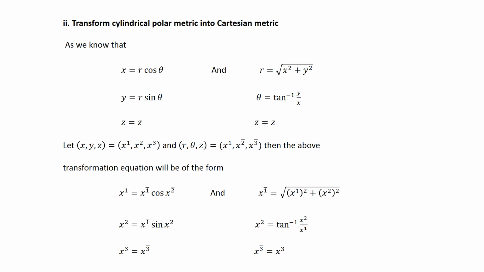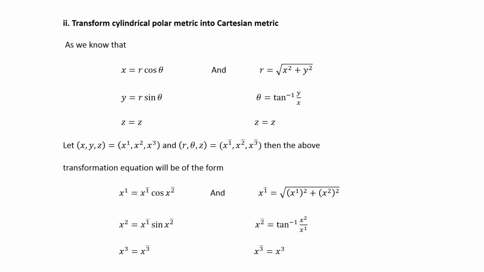As we know, the cylindrical coordinates are given as x is equal to r cos theta, y is equal to r sin theta, z is equal to z, and in its inverse form r is equal to the square root of x square plus y square, and theta is equal to tangent inverse y over x, z is equal to z. Here, let x, y, z be replaced with x1, x2, x3, and r, theta, z be replaced with x1 bar, x2 bar, x3 bar. Actually, we are using two coordinate systems in parallel.